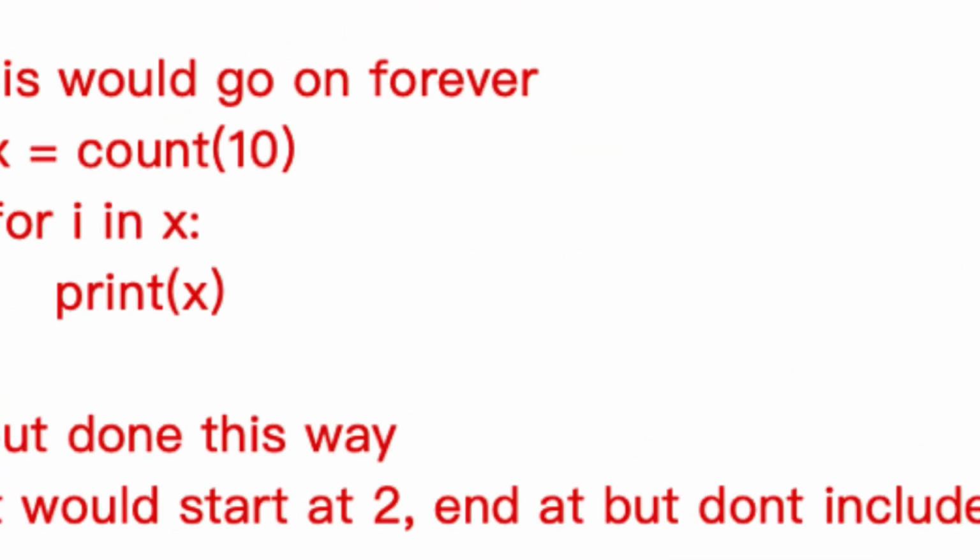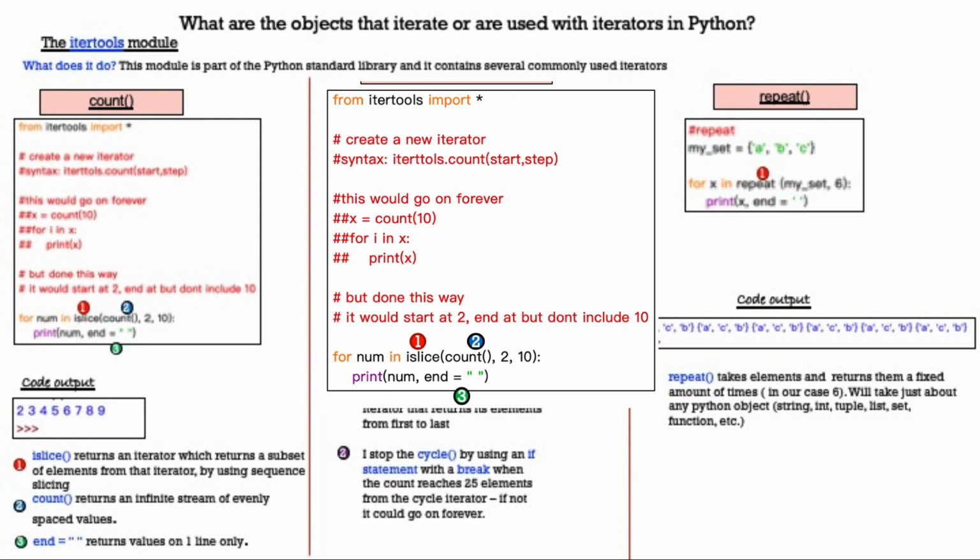So let's start with count. Look at number 1. We have a for loop. islice, actually we're going to look at that later in this same presentation more specifically, but we're looking at it now in concert with the count method. So islice returns an iterator which returns a subset of elements from that iterator by using slicing. count returns an infinite stream of evenly spaced values. If we didn't take a slice, this would just go on forever. That's why we're using the islice method.